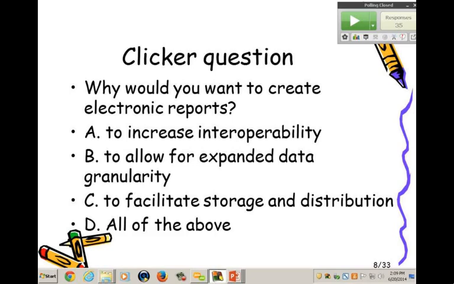The third one, to allow storage and distribution. It's much easier to distribute electronic than to print and send. So all of the above is right. But why did I give you the clicker question? To explain A, B, and C. Okay, stay put, because we are going to use these concepts in a second.